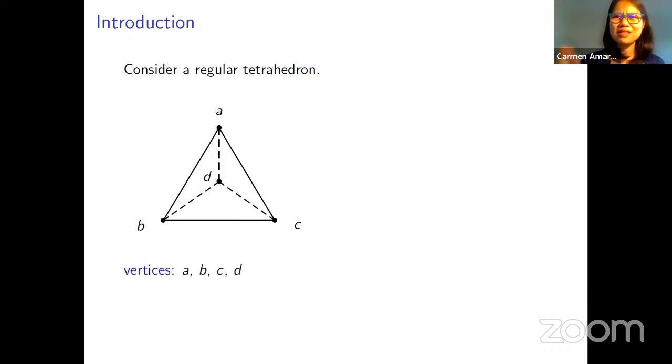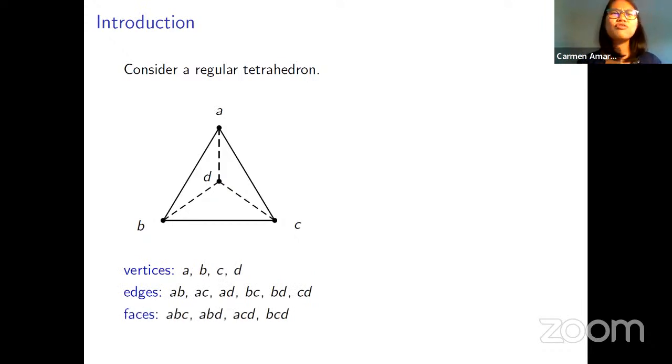So, tatlo yung types ng objects. May vertices, 4 na vertices. And then we have 6 edges. And then we have 4 faces. Each face is a triangle. It consists of 3 vertices. So, how are these objects related to each other? So, vertices are contained in the edges. The edges are contained in the faces. And the faces are contained in the whole tetrahedron.